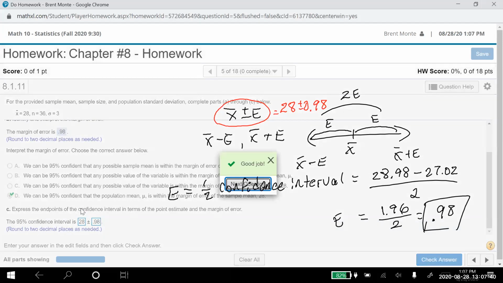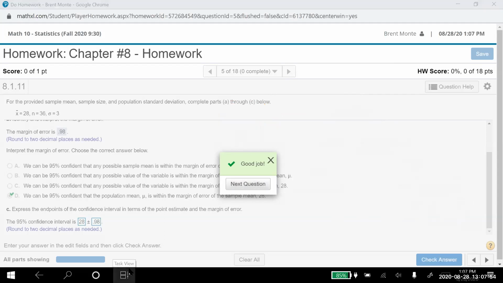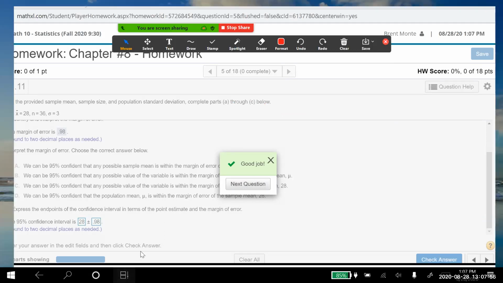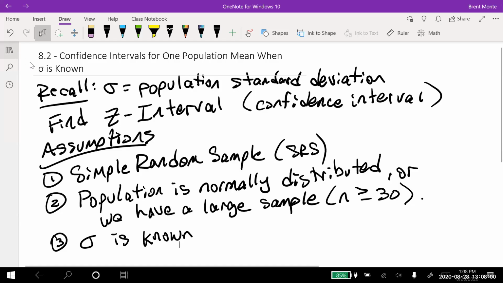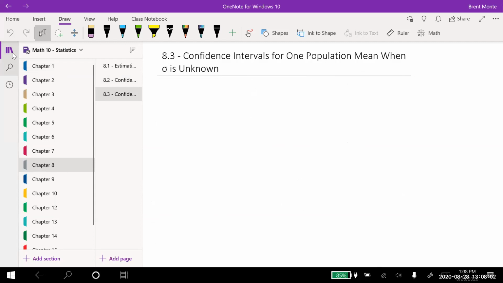All right, so that's the end of that problem. I like that problem real well because I think it does a good job of explaining the whole idea of what a confidence interval is and how to find it. So from there, let's clear all this. We're going to jump back into the notes, and I'm going to go into the next section. So let's go into 8.3.